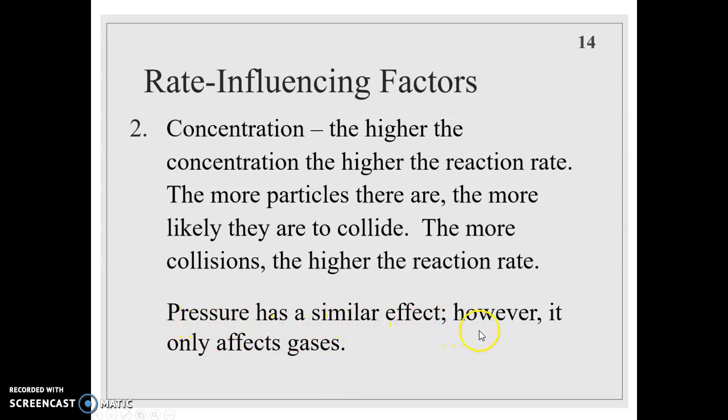Okay, gas pressure has a similar effect, but it's only pressure that affects gases. It doesn't really affect the reaction rates for liquids or solids to a tremendous degree. So if you have a gas, increasing the pressure really you are increasing the concentration because you're just squeezing those gas particles closer together. And remember, there's a lot of space between gas particles. So if you do squeeze them together, that does make them closer together and make them more likely to have collisions and therefore increase the reaction rate.